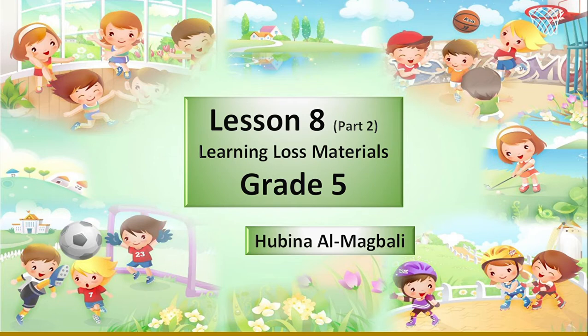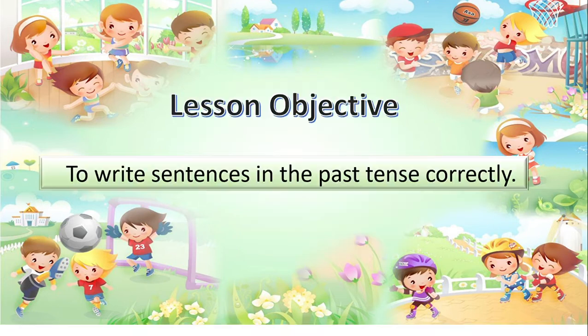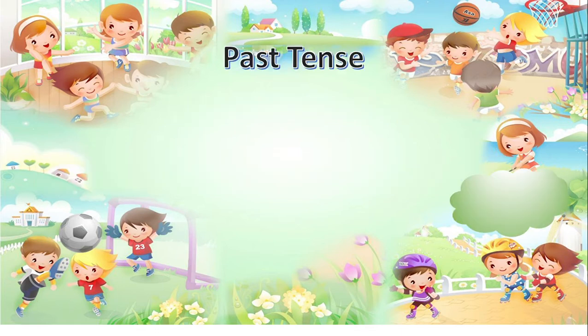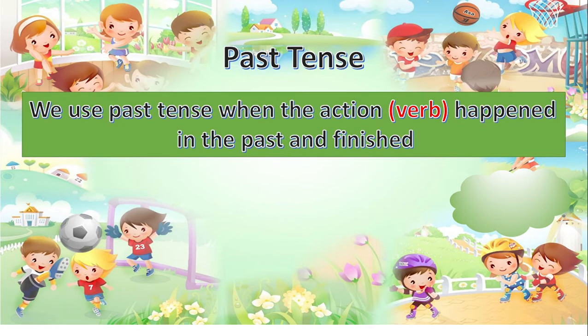Let us now start part 2 of lesson 8. In this lesson, my students, we're going to write sentences in the past tense correctly. What is past tense, my students? We use past tense when the action, the verb, happened in the past and finished in the past. The action is the verb, my students. It happened and finished in the past.